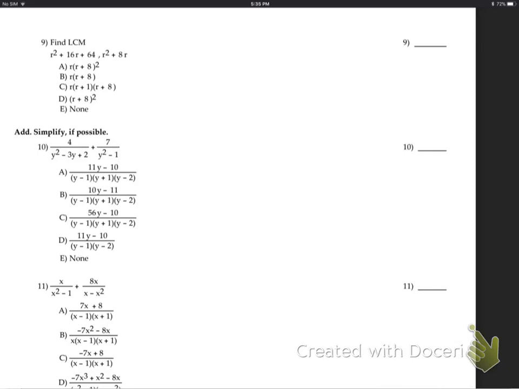Okay, let's do question number 9. I'm going to take a jump here. I jumped to question 9. We'll come back to some of those other ones. All right, question number 9. r squared plus 16r plus 64, comma. Notice that comma, which means this other part's separate. r squared plus 8r. So we have 2 separate things we're looking at, and we want to find the LCM.